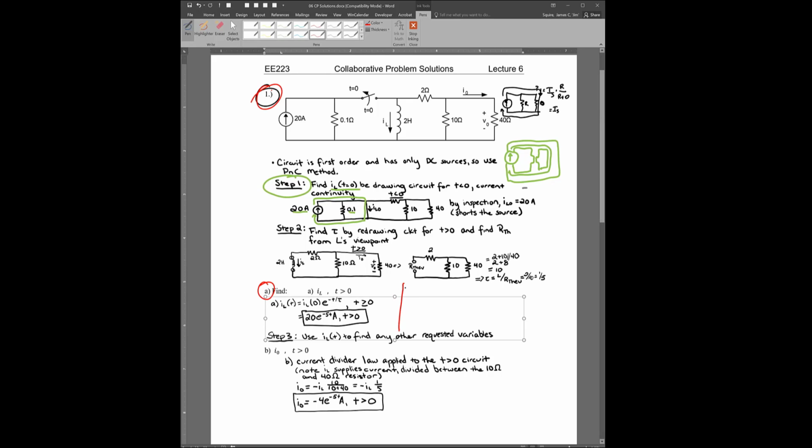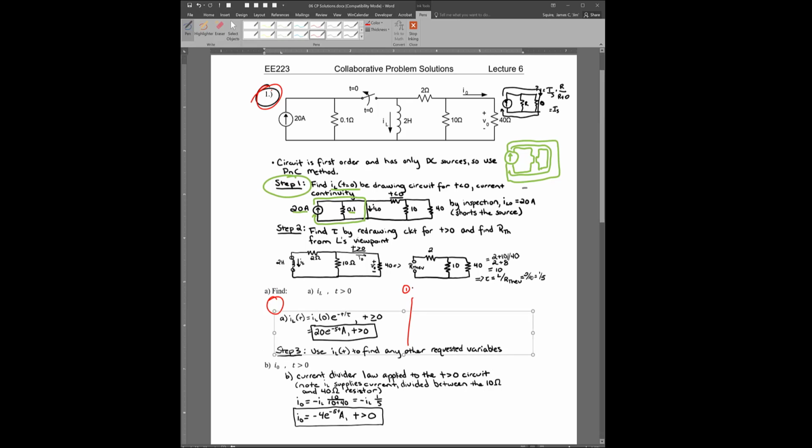I took a shortcut there. Remember, our first step is to find I sub naught, which we found up here was 20. The second step is to find tau, which we found over here as being 1/5. The third step is to find I of infinity. And looking at it, I took a shortcut here. I did something I said not to do. I didn't redraw it for time equals infinity. I said, look, the switch is open. There's nothing powering the circuit for time equals infinity. So by inspection, it has to be 0.